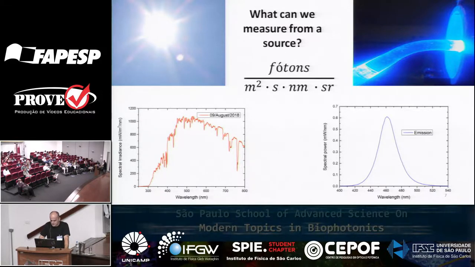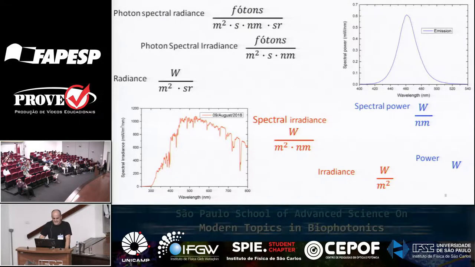Or if you are at the dentist, employing a blue LED for photocuring. This quantity is the photon spectral radiance. Sometimes it is too many quantities to measure. If I'm not interested in the solid angle, not interested in the steradian, you can remove this and measure the photon spectral irradiance. If you're not interested in the number of photons, you can measure the radiance. So we have a spectrum in red, the spectrum of the sun, and that is a spectral irradiance. It's a typical measurement that you can do in biophotonics. Or if you are not interested in the area that you are irradiating, only in the power, you can also measure the spectral power.